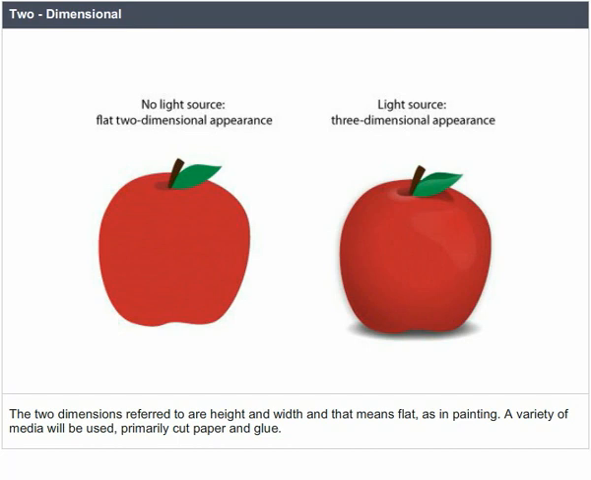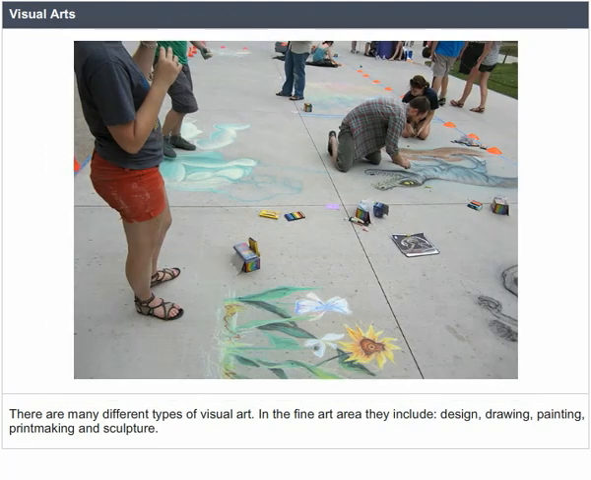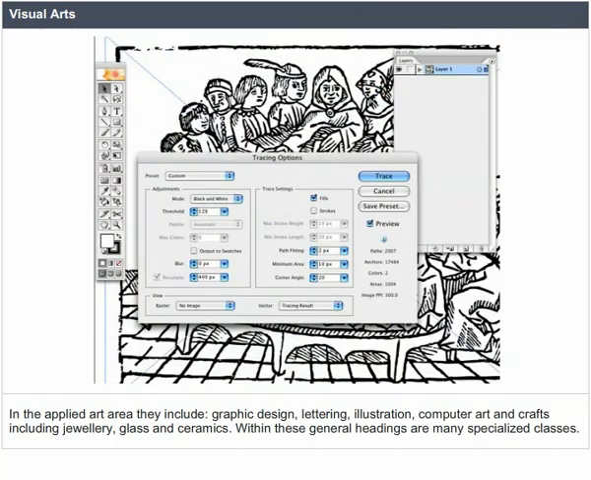Visual arts. There are many different types of visual art. In the fine art area, they include design, drawing, painting, printmaking, and sculpture. In the applied art area, they include graphic design, lettering, illustration, computer art, and crafts, including jewelry, glass, and ceramics. Within these general headings are many specialized classes.